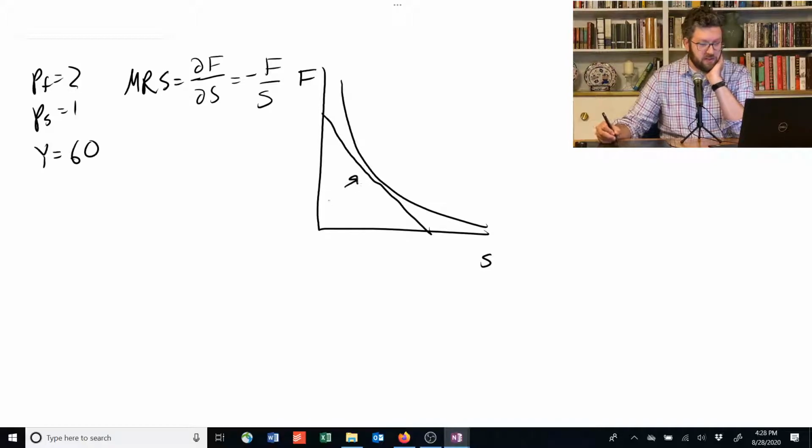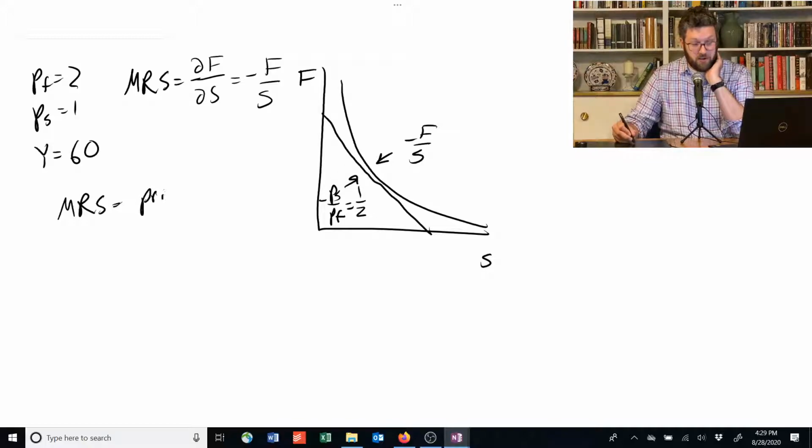And we know that this thing has the slope of negative PS over PF, which is going to be 1/2, given these prices. And the slope of this thing is going to be negative F over S. So at the optimum, we know that the marginal rate of substitution is going to equal the price ratio. And in our context, that means negative F over S equals negative 1/2. Okay? That's our first equation that we're going to use.